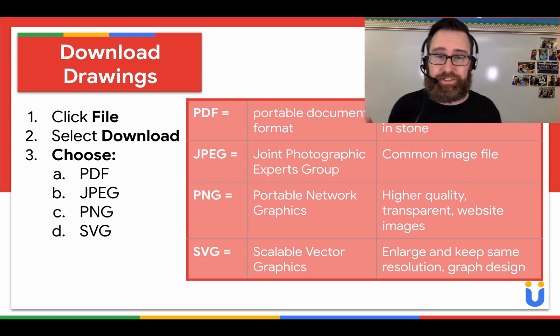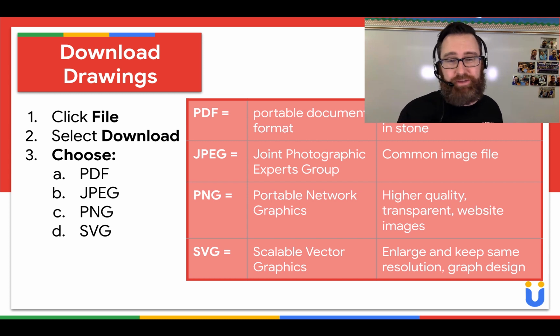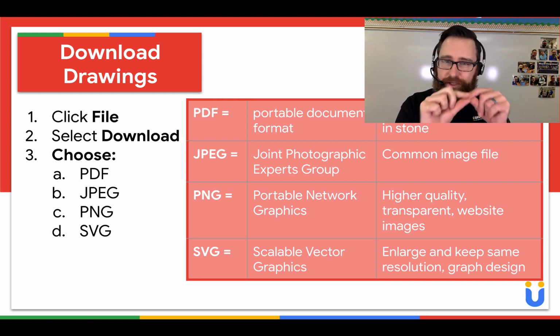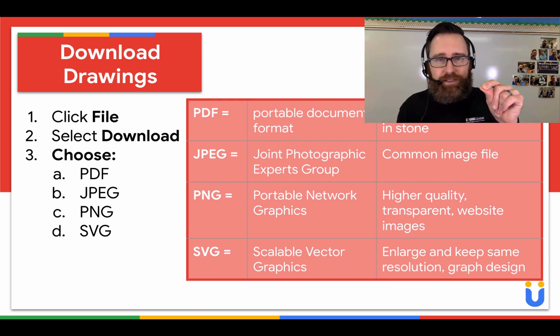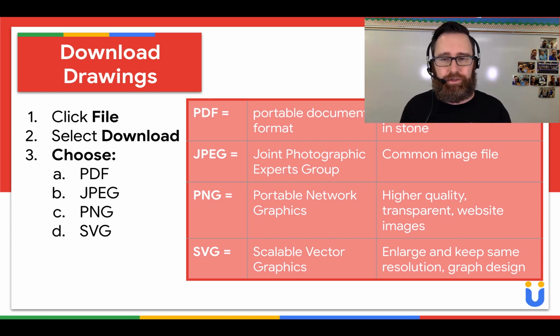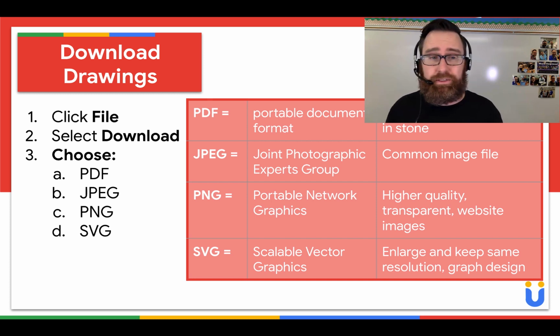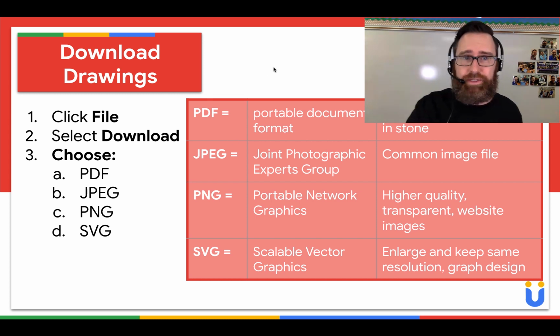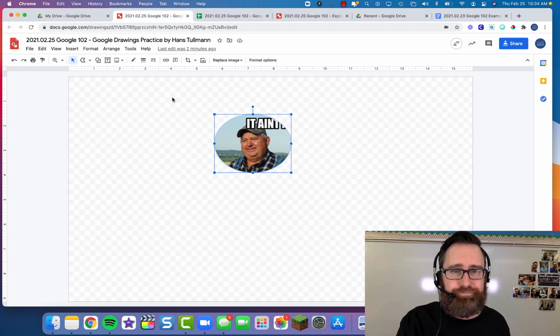Now, if you're a graphic designer, you can download your Google Drawing as an SVG file. That's Scalable Vector Graphics. Those are very high quality, high resolution, and as you enlarge, it keeps the same resolution, and it's used by graphic designers. I also think it keeps the same size. No, I think that would increase in size. So anyways, this is how you download your Google Drawings. Of course, this is beautiful, obviously.